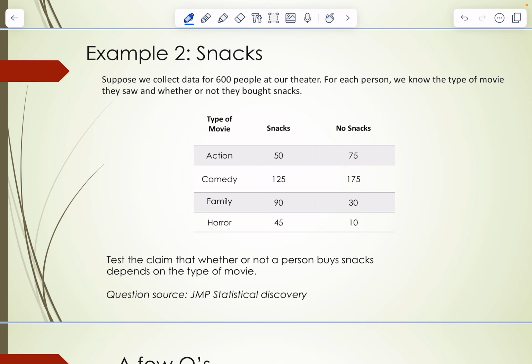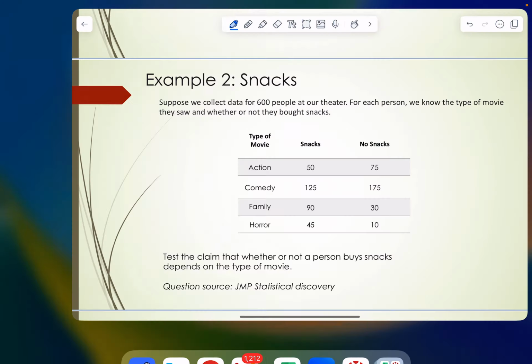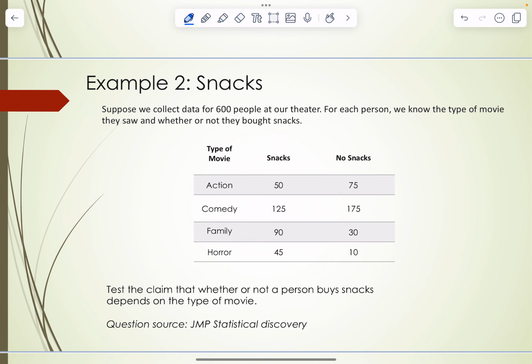And the question here is, does whether they bought snacks depend on what movie they watched? Were they more likely to buy snacks for an action movie or a comedy rather than a family or a horror movie? That's what we want to determine. We want to do it in a principled, sophisticated way. Okay, and so what we're going to do now is I'm going to get out my keyboard and we're going to go into Excel. We're going to work this problem out.